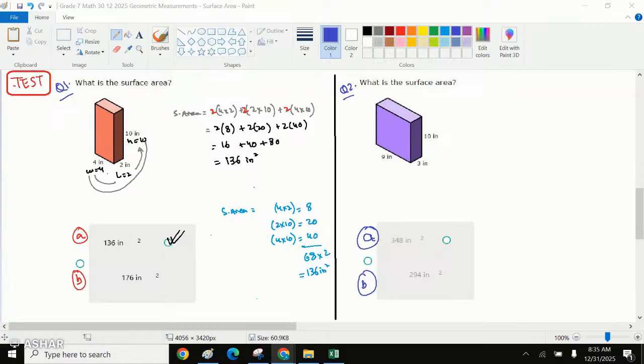Question number 2 says we have 3 dimensions. The width is 9, the length is 3 inches, and the height is 10. I'll do my working, you do your working. I'll be quiet for a minute, right?